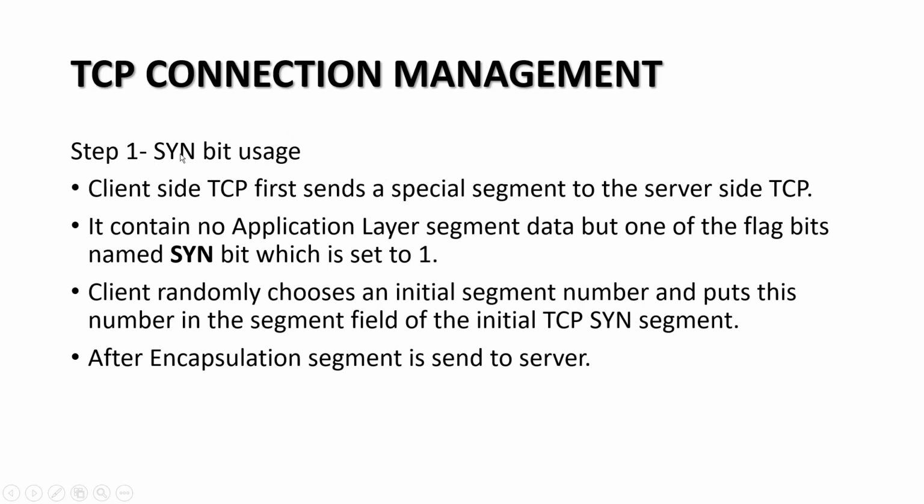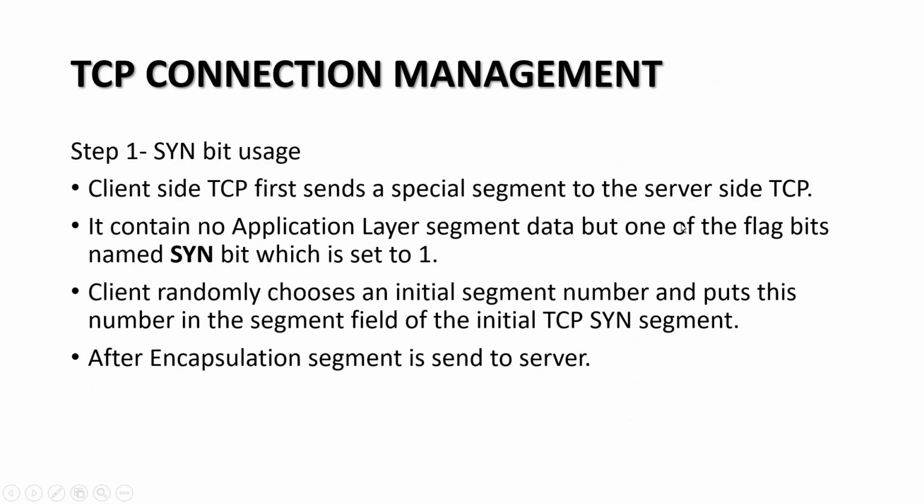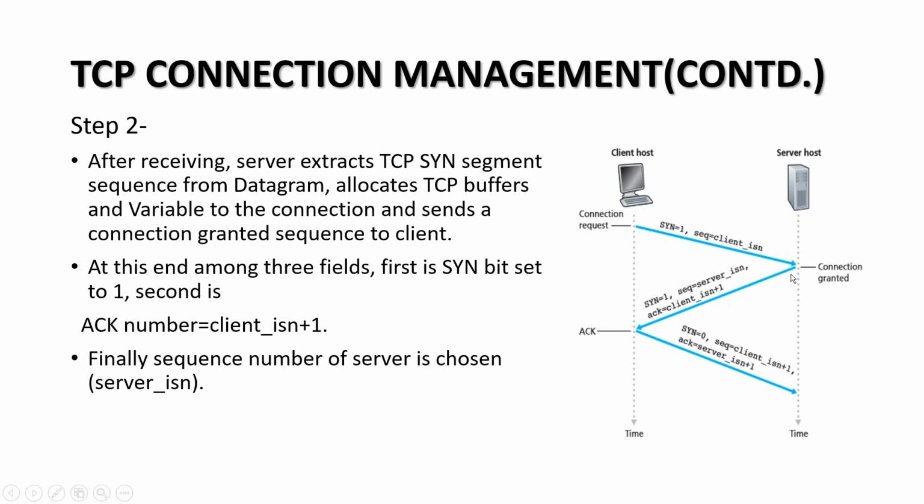So in step 1, the synchronize bit is set to 1. As you can see, in step 1 the SYN bit is set to 1, and a random number, which is the client ISN, is taken by the client and set as the sequence number. After that, the client will send this packet to the server.